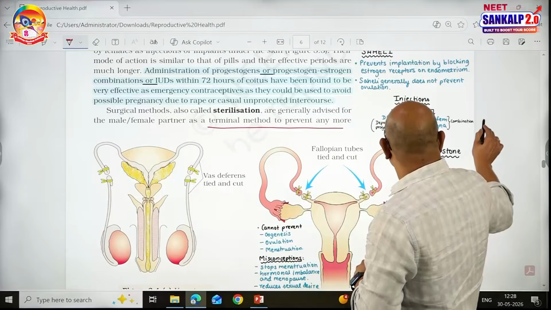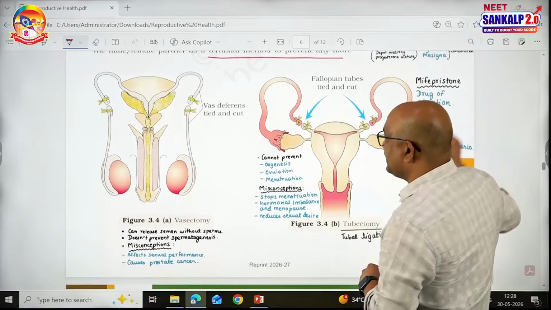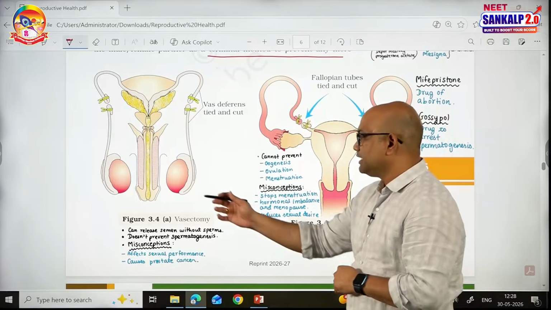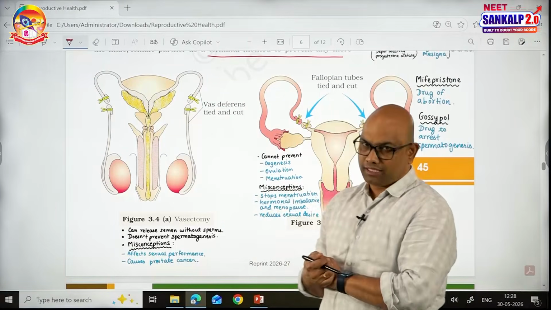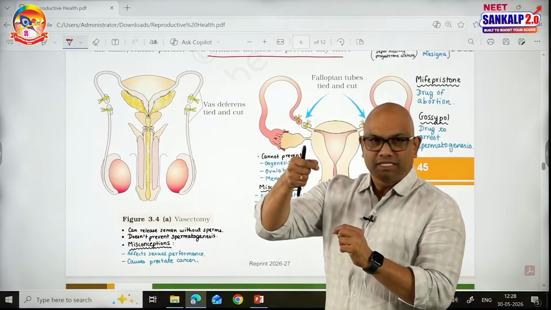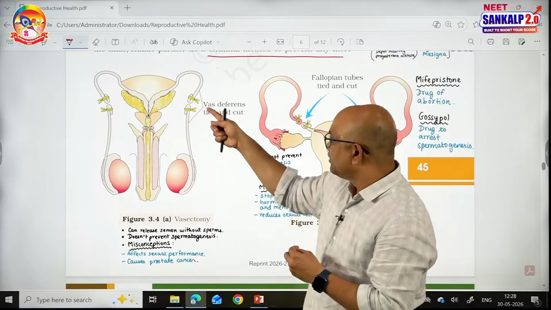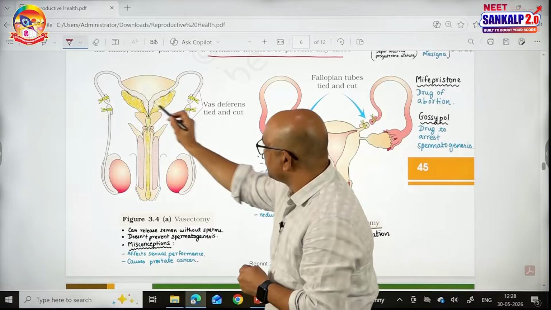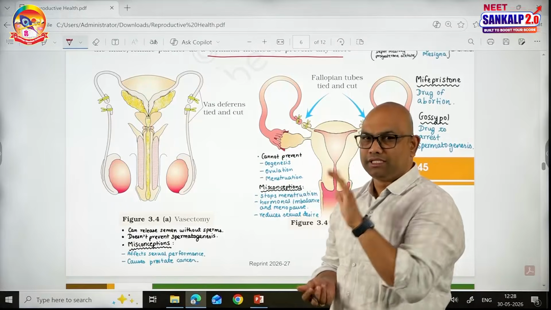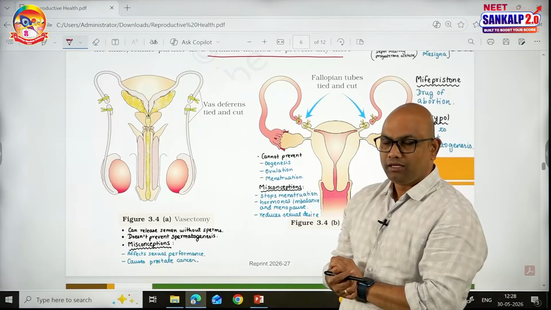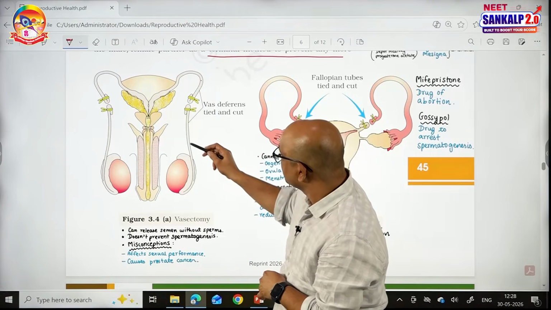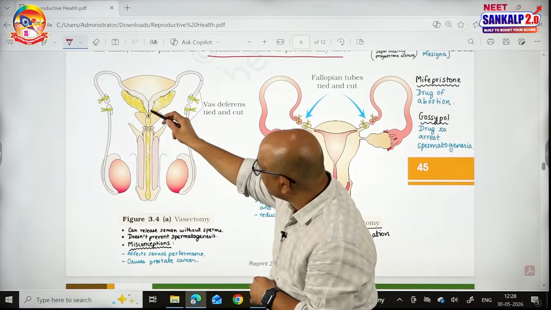There are two types of surgical methods I am going to explain here. One is vasectomy for the males, tubectomy for the females. What is vasectomy? In a vasectomy procedure, they will make a small incision on the scrotum. Through that incision, they will reach the vas deferens. They will cut the vas deferens on both the sides. A small portion is removed and the remaining parts are tied. So, this is called vasectomy. Vasectomy's main aim is to prevent the transportation of gametes. See this, semen will not be transported, will not reach the urethra.